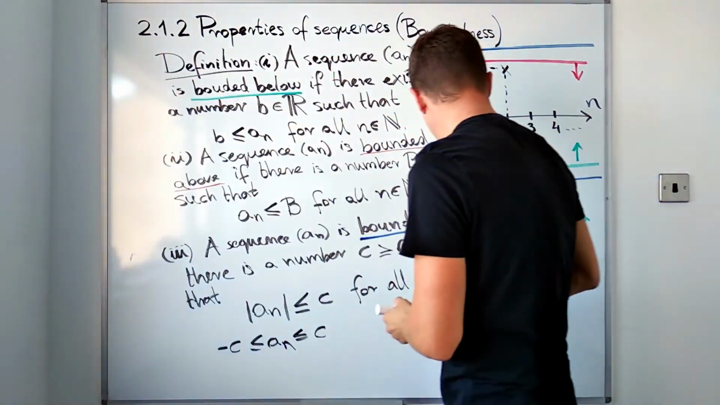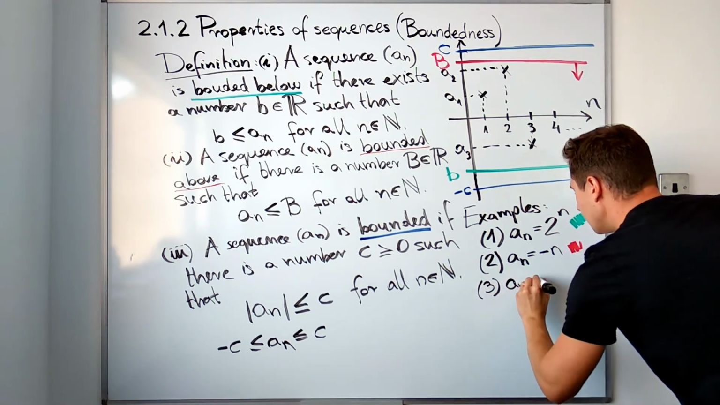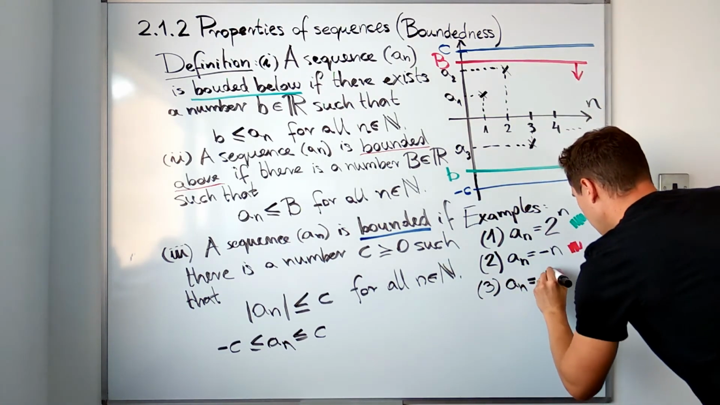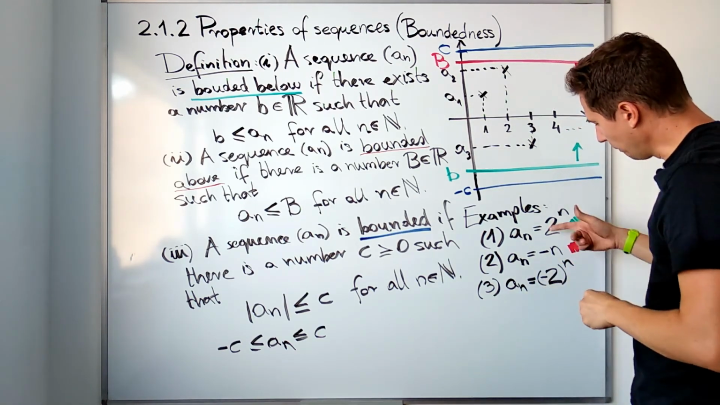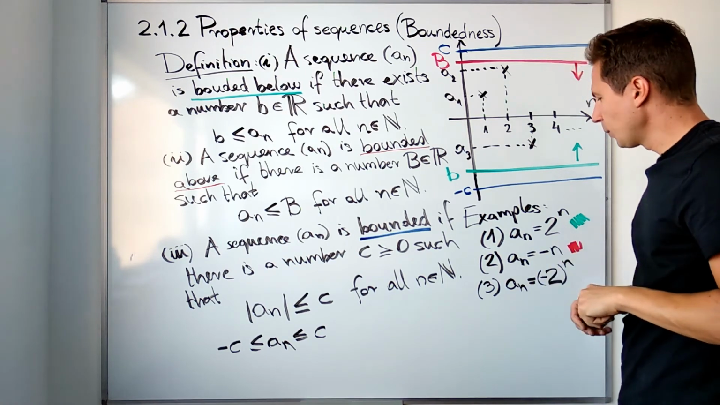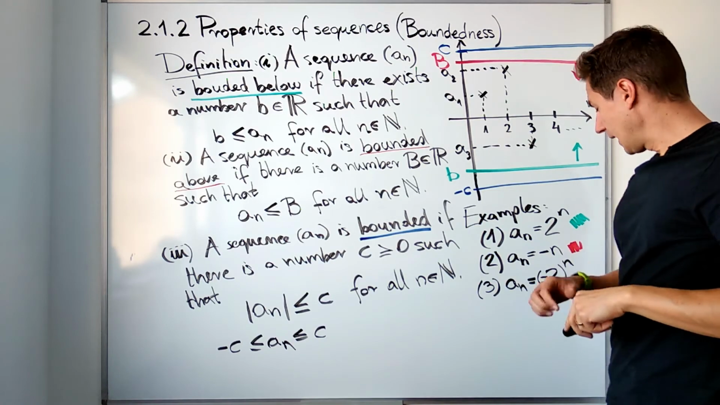So for the next example, I would like you to look at the sequence a_n equals negative 2 to the nth power. So it's a combination of the previous two in a way. What about this sequence? Pause the video and vote for your answer below. Okay, so I hope you paused it.